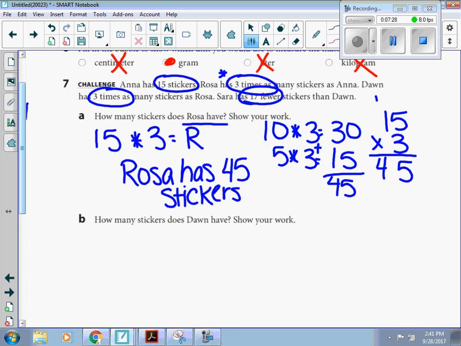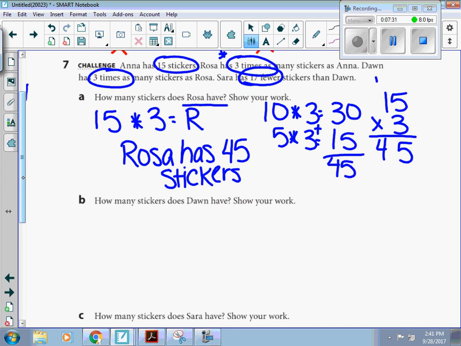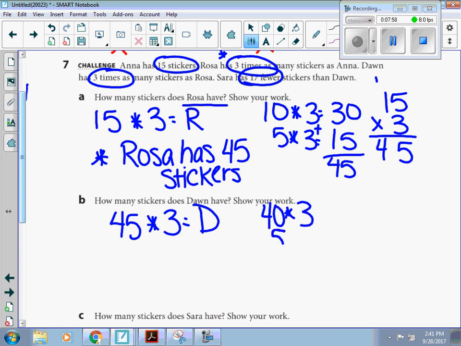Part B now takes us all the way to Dawn. So I've already done my first step. I've got Rosa. Okay. Now it says Dawn has 3 times as many stickers as Rosa. Well, I know Rosa has 45 stickers, so I'm going to take those 45 stickers, and I'm going to do 3 times that to give me Dawn's amount. Okay? If I break that one up, I would do 40 times 3 and 5 times 3, which would give me 120 and 15. So if I put them together, I get 135.